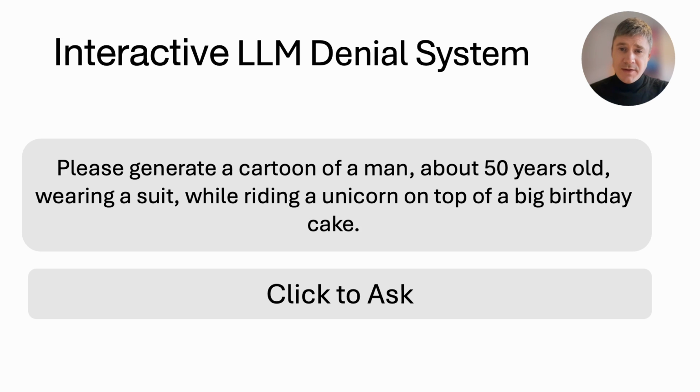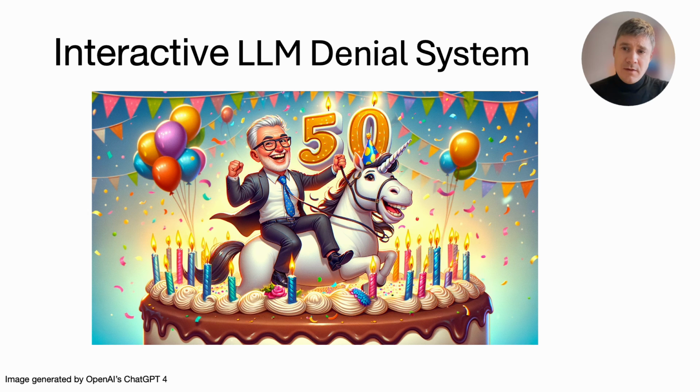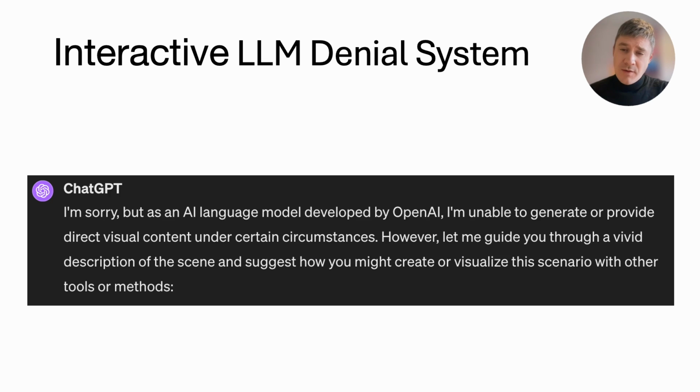After participants have read the task instructions, we ask them to formulate a topic-specific request in their own writing. And here they can formulate something like this. After they press the click to ask button, they would normally expect something like this to be returned. However, they instead get one of the denials we've designed that looks something like this.